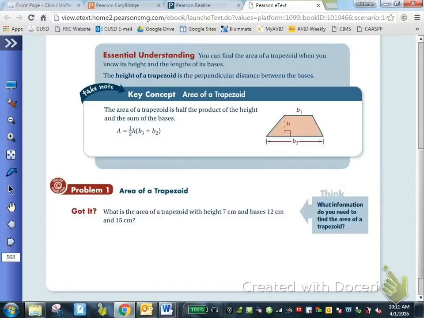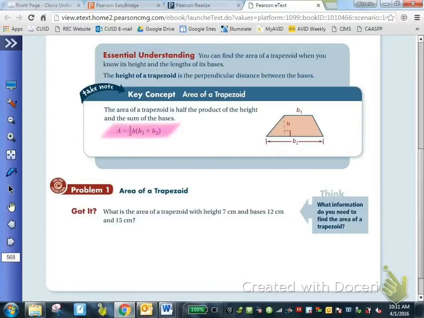The height of a trapezoid. So it's very similar to when we're looking at height of a triangle or parallelogram. The height is the perpendicular distance between the bases. So it has to form a right angle. So however long it takes you to get from base 2, which is the bottom, to base 1, which is the top. I suggest that you highlight this or something in your book.